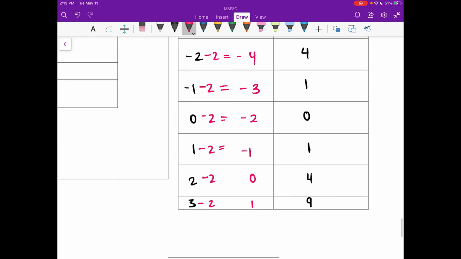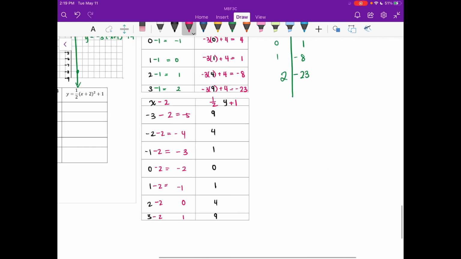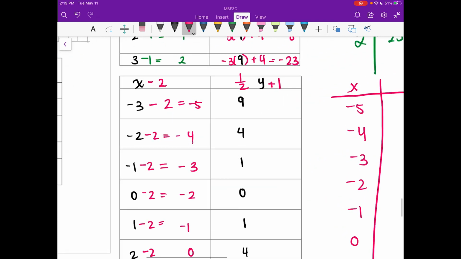Those are my new x values: negative 5, negative 4, negative 3, negative 2, negative 1, 0, 1. I like to draw a separate chart for myself so that I can use it after. Let's see what we can do here.